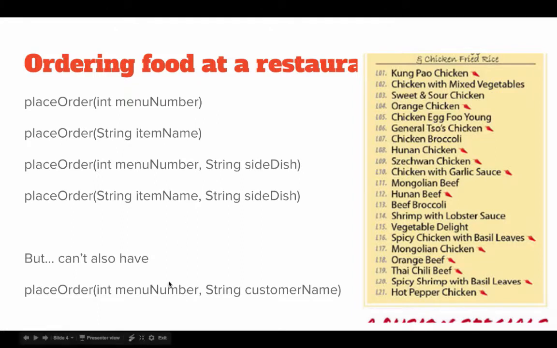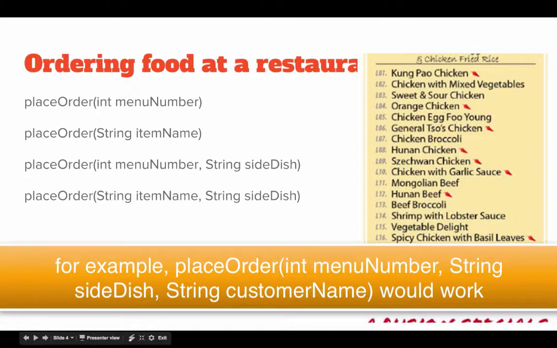The problem is, how would Java know whether the int it gets, the int's 104, but how would it know whether the string that follows represents a side dish or represents a customer name? Maybe my name is lo mein, or maybe there's a side dish called Charlie. I don't know. The point is, what you can't have is the same type of data in the same order for your parameter list. So if you already have an int followed by a string, you've got to come up with some other way to deal with an int followed by a string.